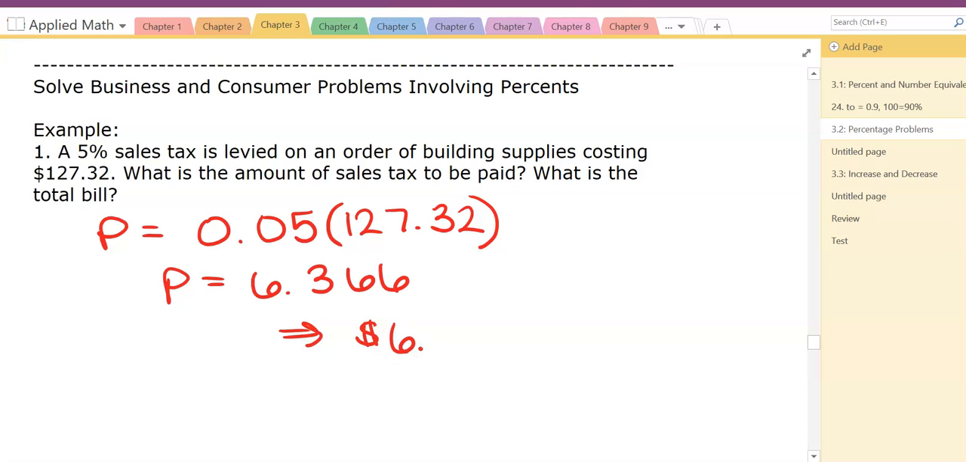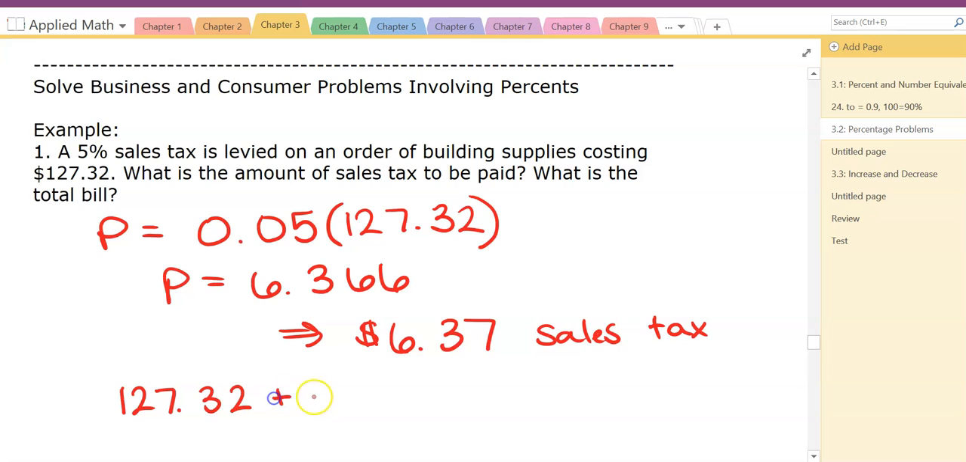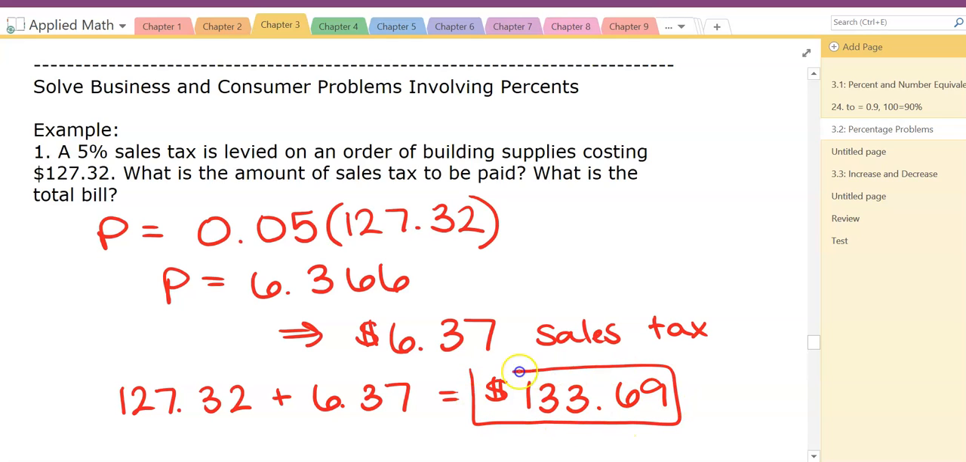So how would you guys round that for dollars? $6 and how many cents? Would it be 36 or 37? 37 cents. So $6.37 is what we're paying in sales tax. Then they also ask what's the total bill. So we're going to take that $127.32 and add $6.37 to it. So that would be our total cost.